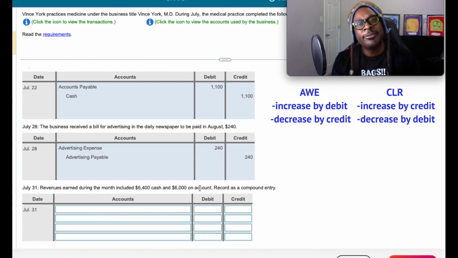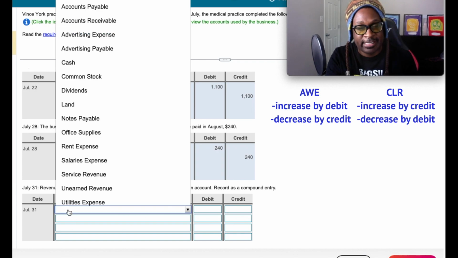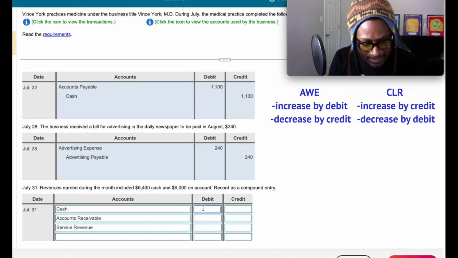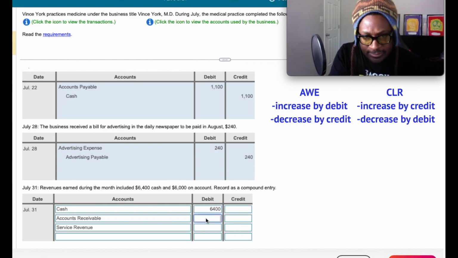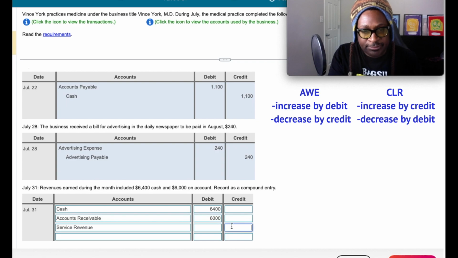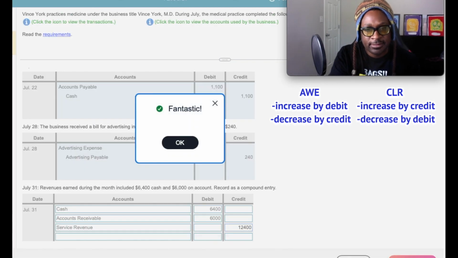Why? Because revenues is a part of the clear gain. It is going up as well. And so therefore we have to position it on that side. So the cash was for $6,400. Accounts receivable was for $6,000. Therefore, the compound entry to service revenue would be for the total amount of the two, which would give us $12,400. We're going to check our answer.